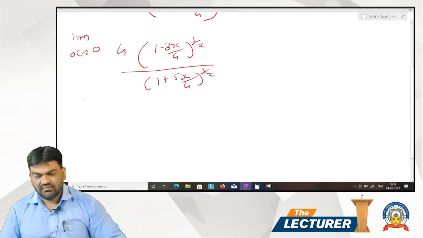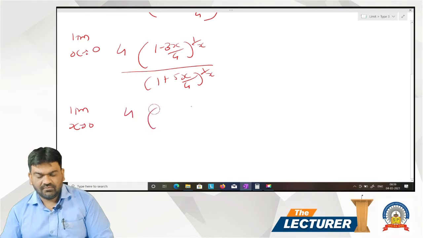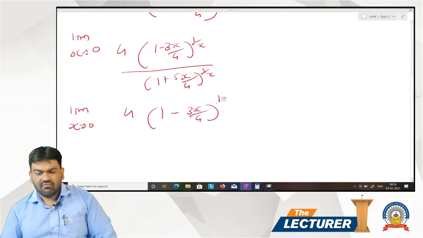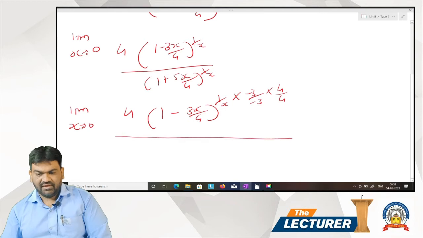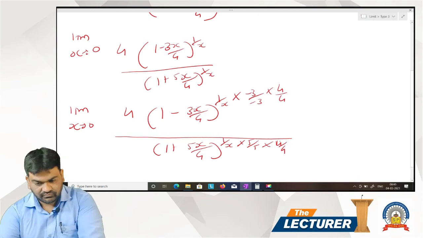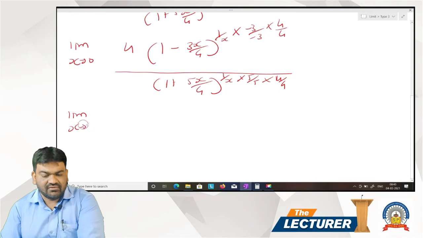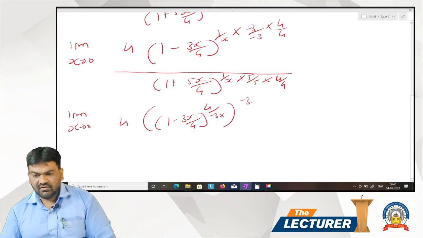So here 2 example is given. Limit x tends to 0. Here minus 3 divided by 4 we needed. So 1 upon 3x divided by 4, 1 upon x multiplied by minus 3 multiplied by 4 by 4, divided by (1 plus 5x divided by 4) raised to 1 upon x multiplied by 5 by 5 multiplied by 4 by 4. So limit x tends to 0, (1 minus 3x) here 4 divided by minus 3x will come, remaining minus 3 divided by 4.